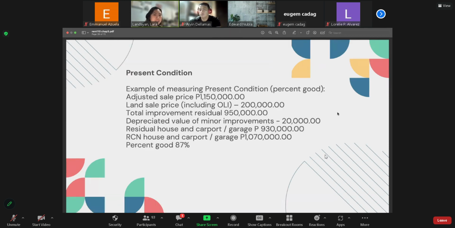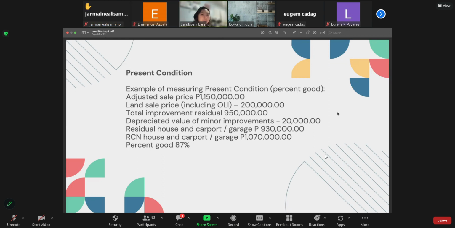Under the present condition, the example would be measuring the present condition or present good, adjusted sales price, and then the land price. Then total improvement, then residual.